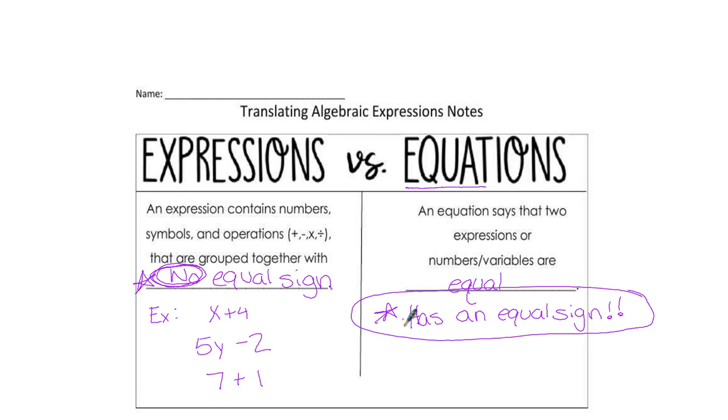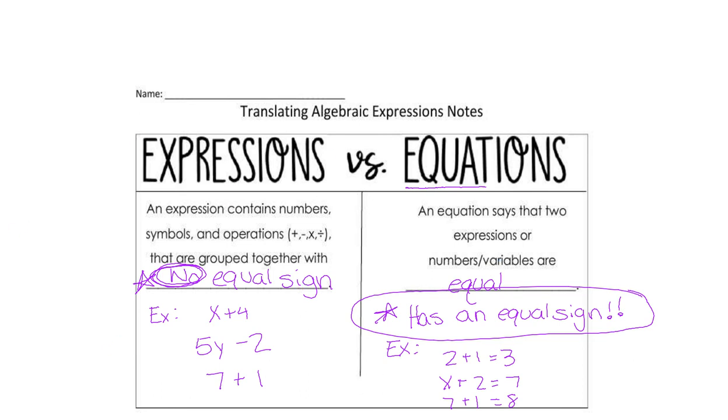So some examples of an equation are 2 plus 1 equals 3, x plus 2 equals 7, or we could do 7 plus 1 now equals 8. We solved that problem. It has an equal sign. So equations have equal signs, expressions do not have equal signs.